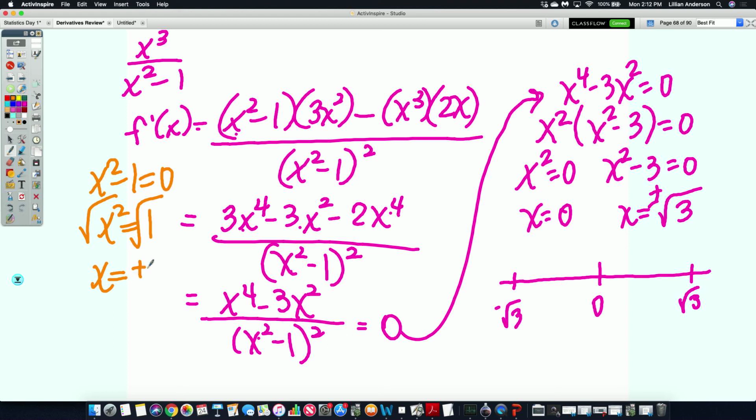So when I take the square root, what do I get? Plus or minus 1. So even those have to go on your number line. And hopefully you do know that the square root of 3 is larger than 1. Because what's the square root of 1? 1. And isn't the square root of 3 bigger than that? Yes.